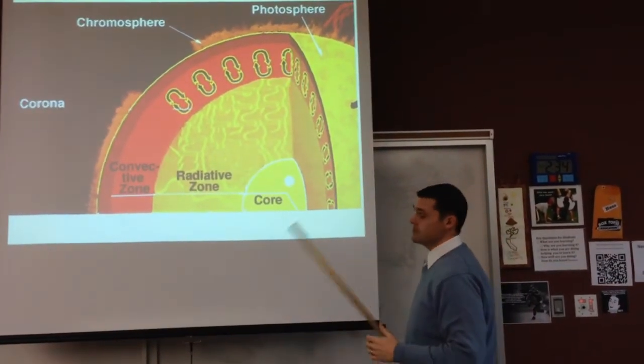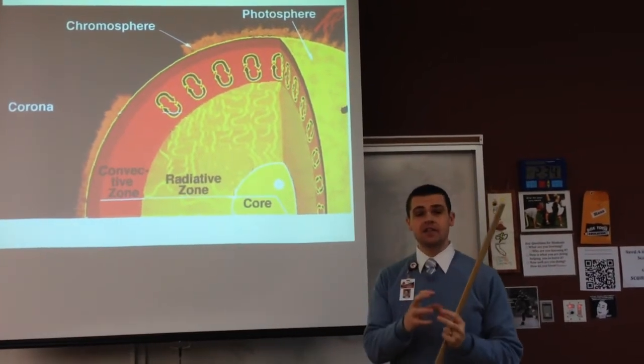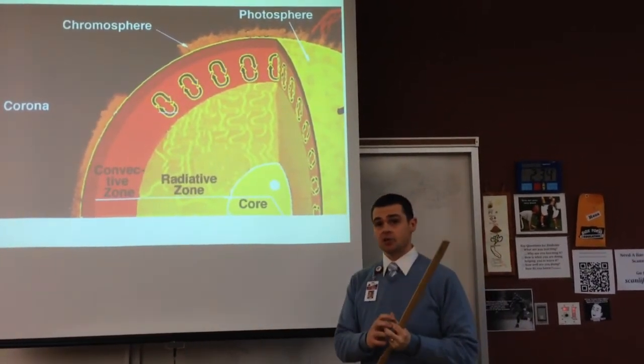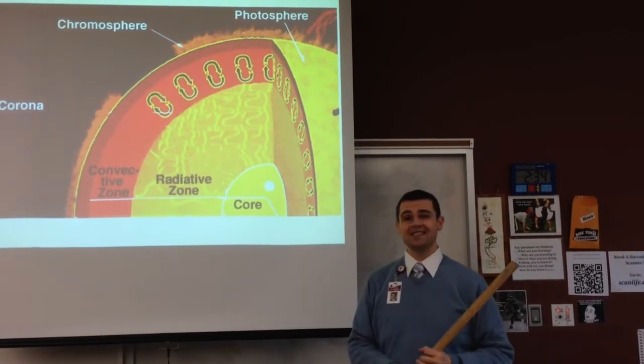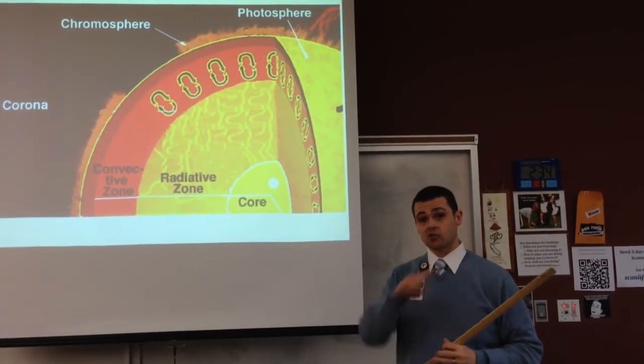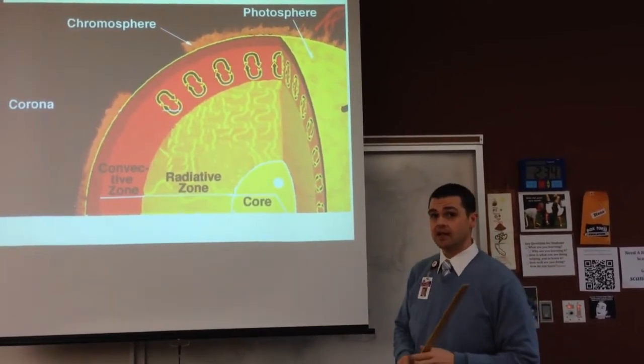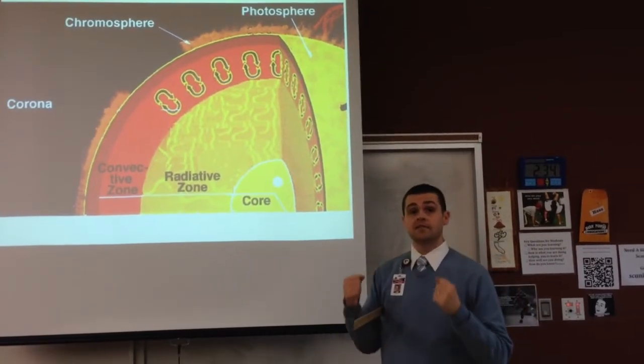The core is the very center of the sun, and it's a very, very, very dense area of gas in the middle of the sun. It gets up to 27 million degrees Fahrenheit. That's 27 and 6 zeros behind it. And this is also where predominantly fusion happens.